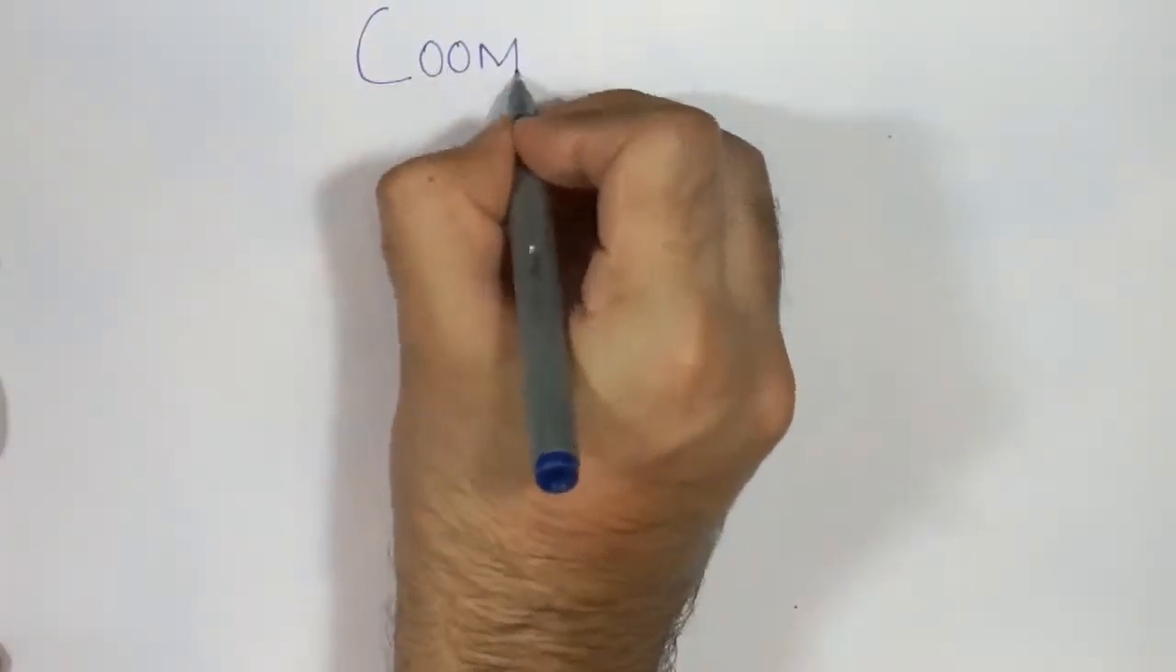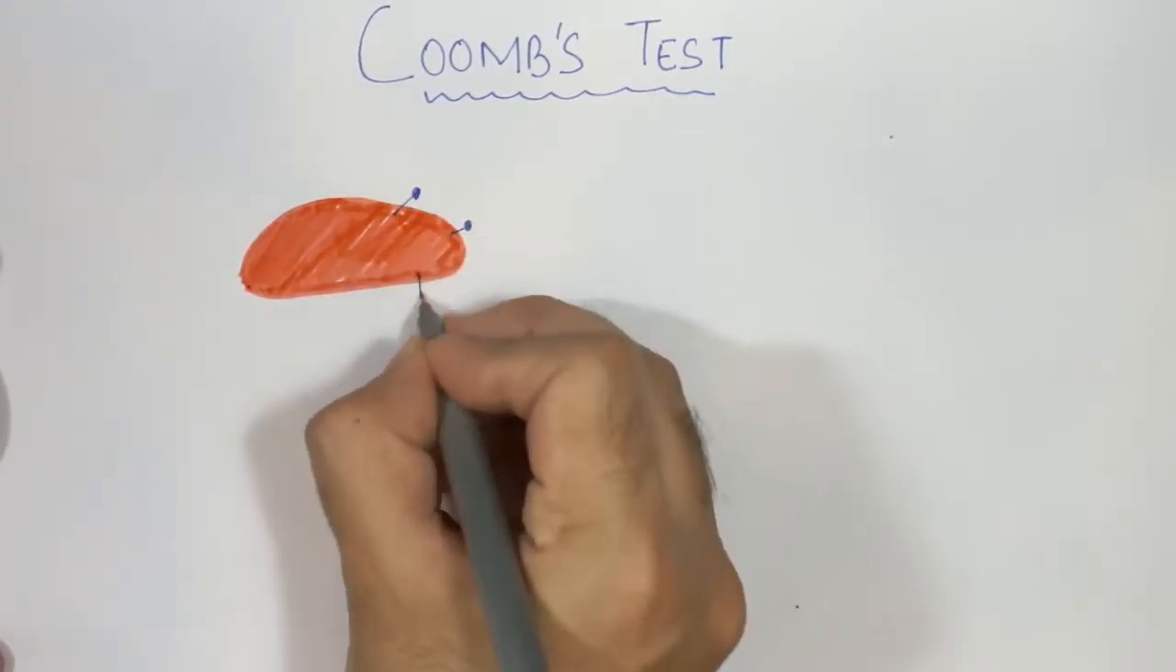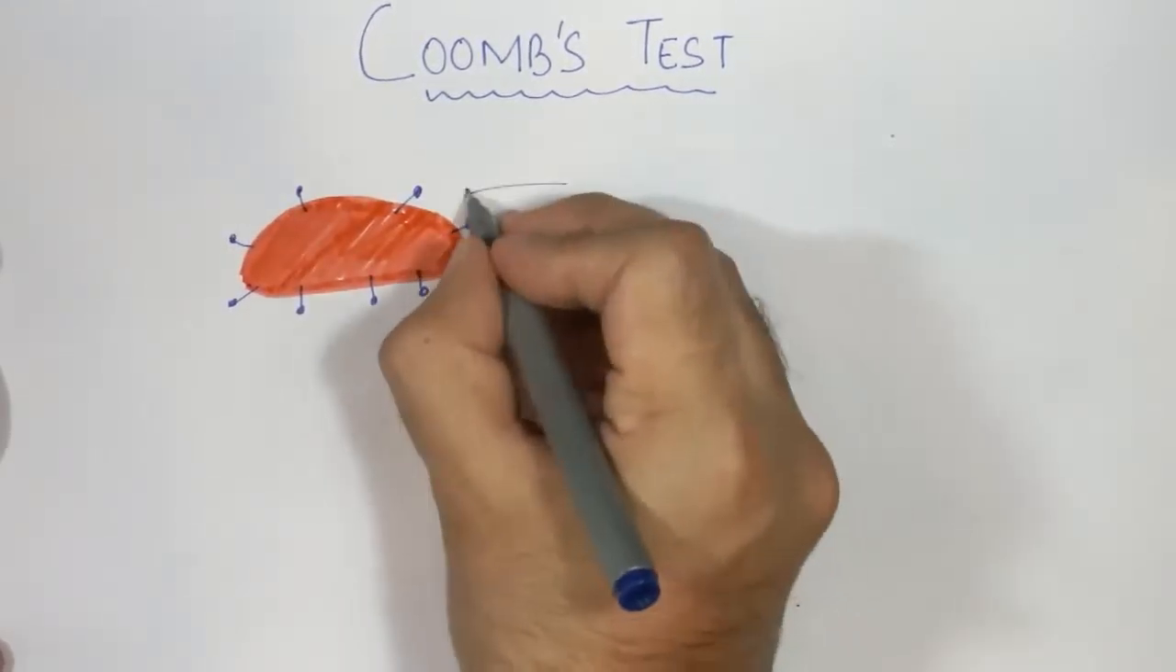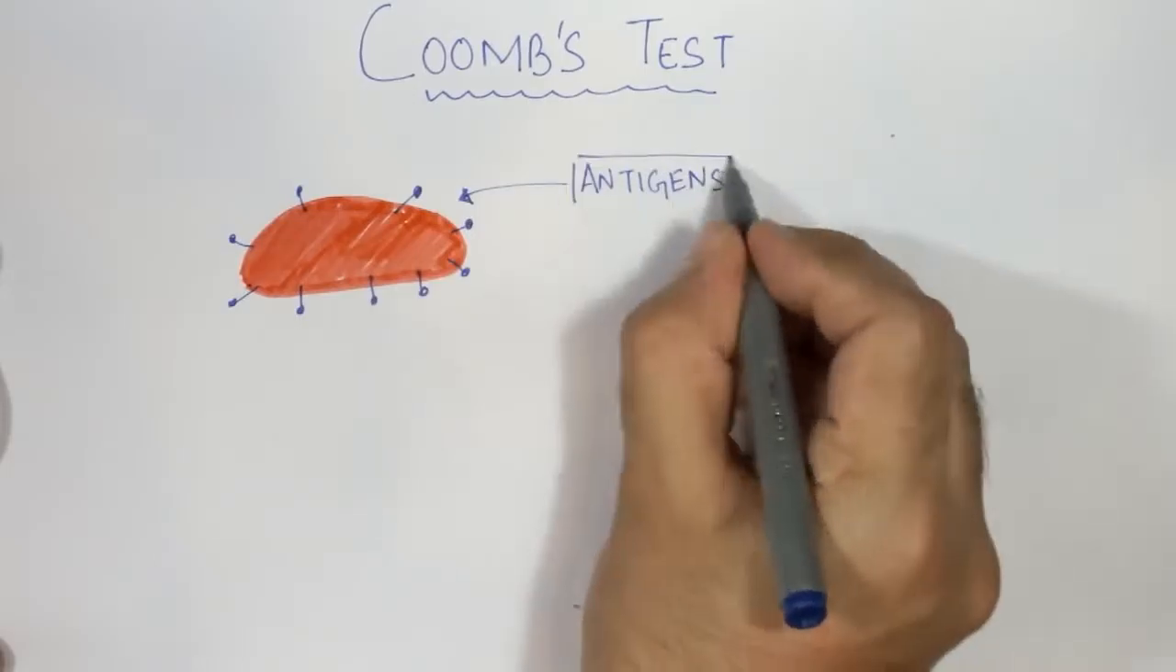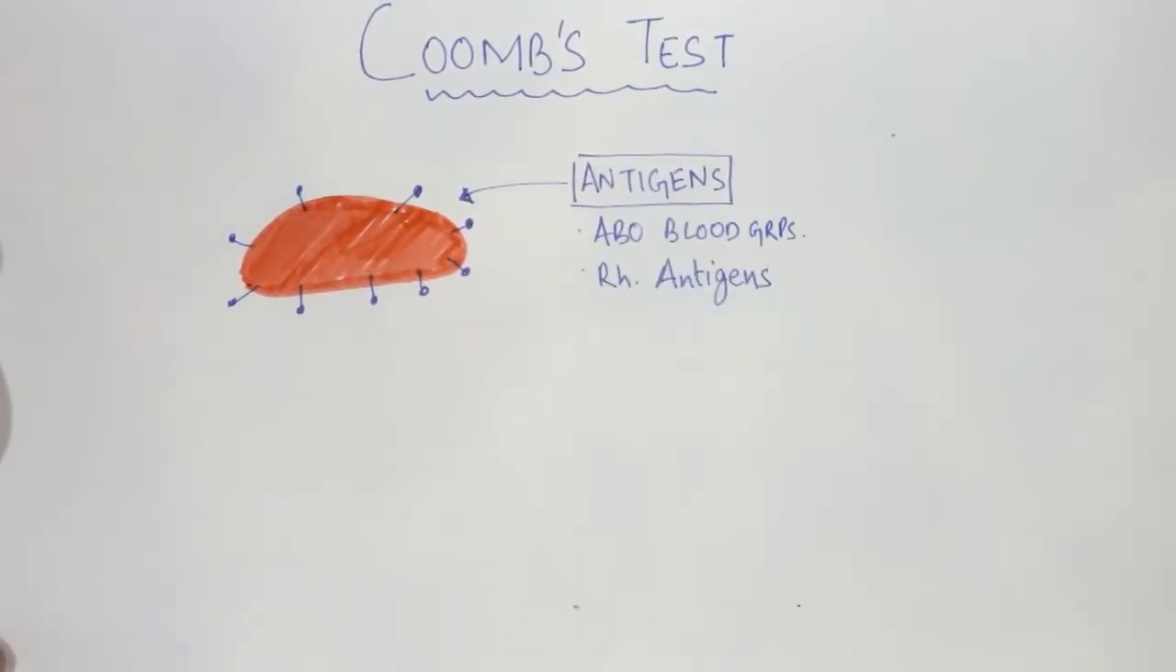In this video, we will discuss the Coombs test, and before discussing the Coombs test, it is very important to understand the concept of the autoantibody. So this is an RBC, and on the surface of the RBC there are lots of antigens. For example, the ABO blood grouping antigens, the RH antigens, and many others.